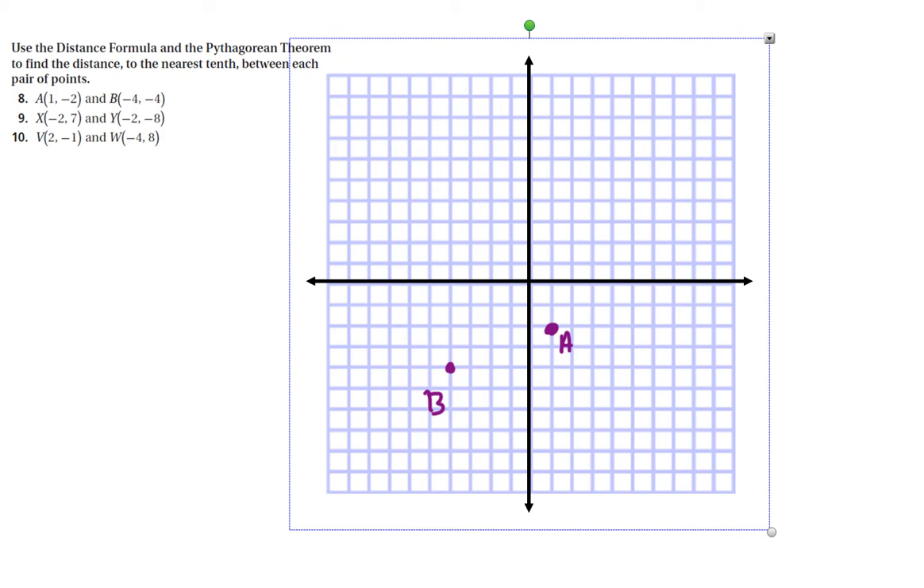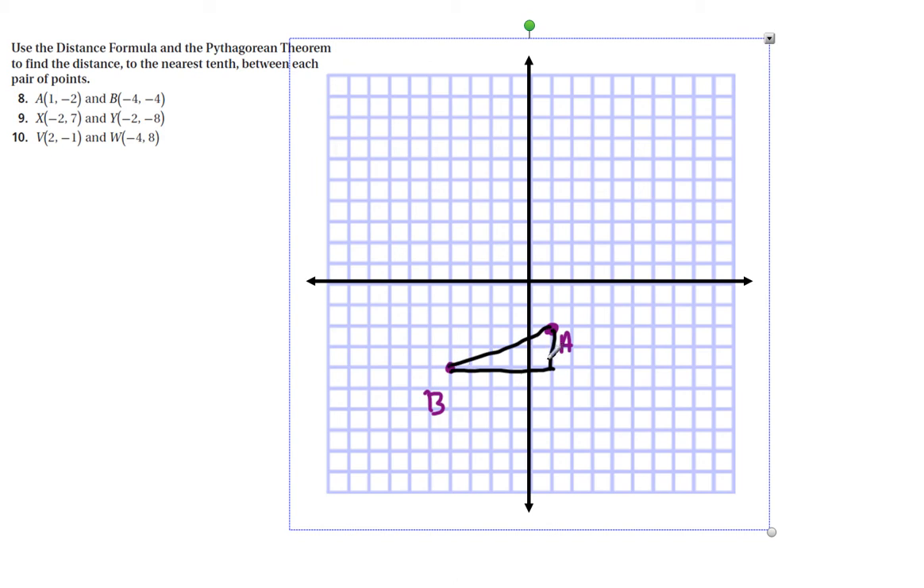You say, wait a minute. If I use my blocks, I get this long distance. If I was driving, this would be 2 blocks by 5 blocks. Yeah, so this would be 7 blocks. But we want the direct distance.